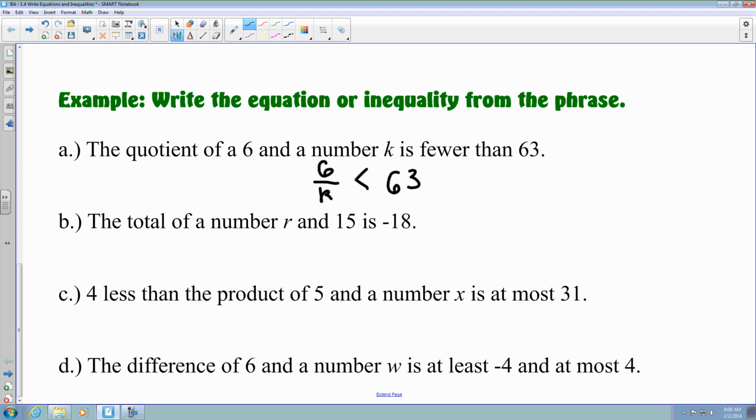For B, it says the total of a number R and 15 is negative 18. Total came from addition. So I got R plus 15, and then I have the "is," that means equal sign, negative 18. So R plus 15 equals negative 18.